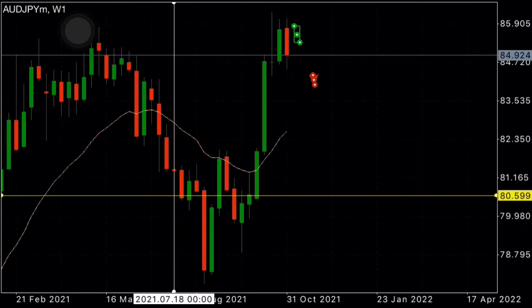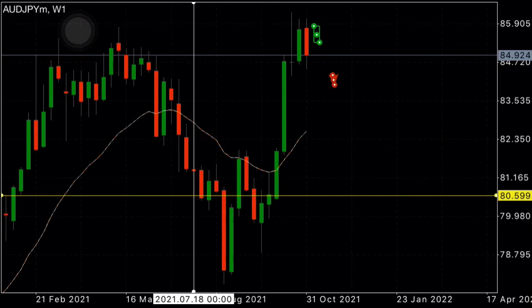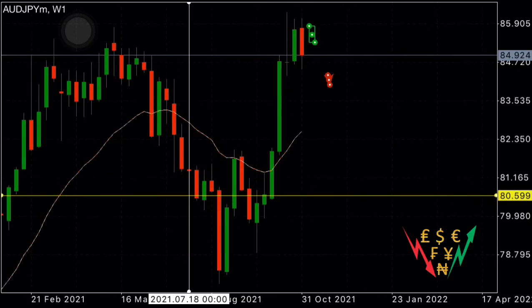Look at the AUDJPY for today. So analysis starts here. This is the Australian dollar against the Japanese yen pair, and we're on the weekly chart. As always, what we intend to do on the weekly chart is to find the directional bias of the market, right? So let's head straight on.